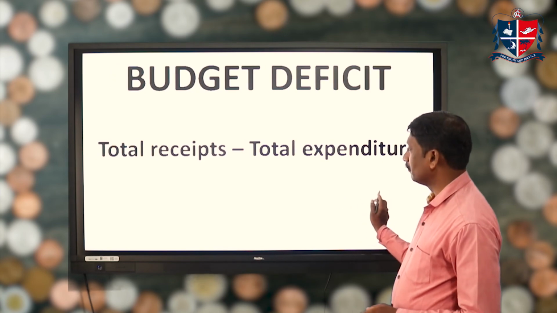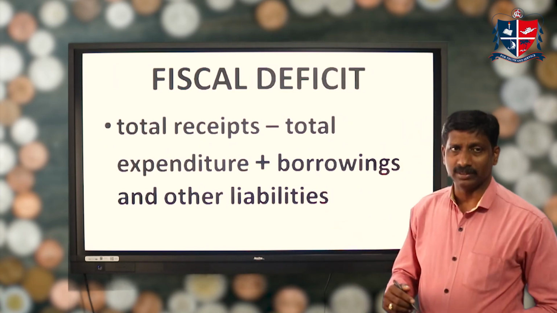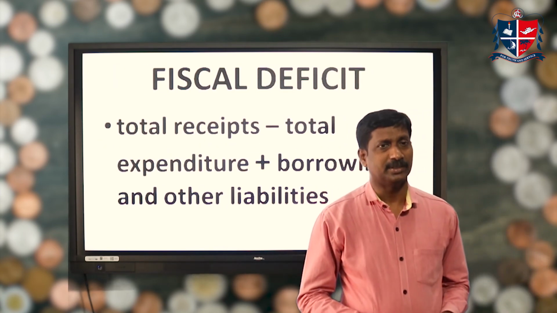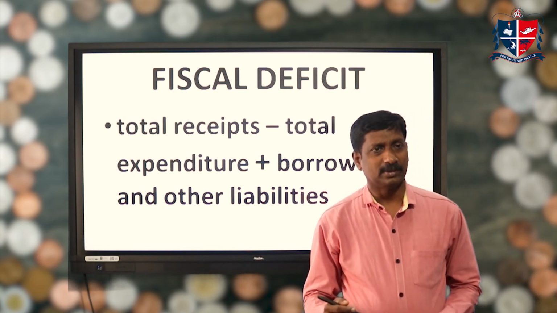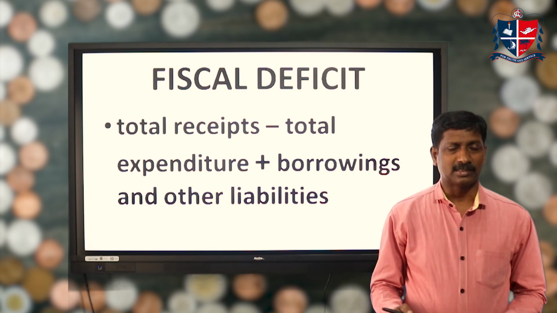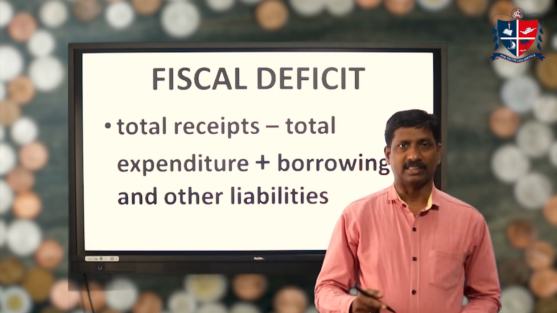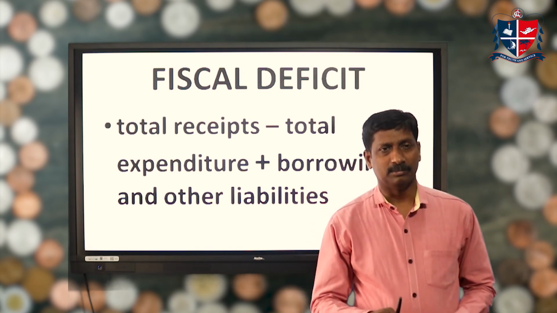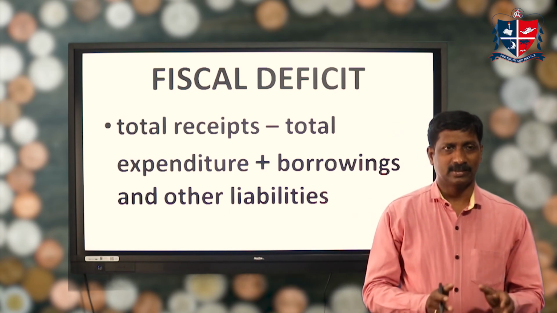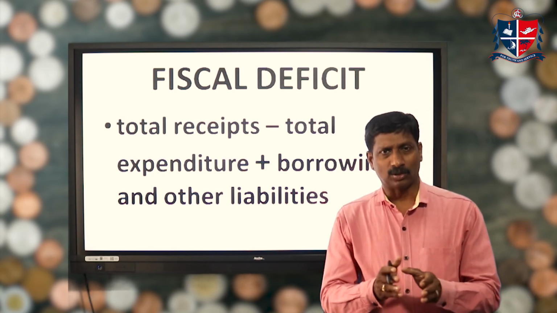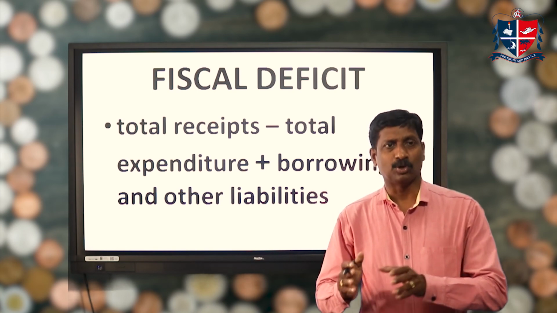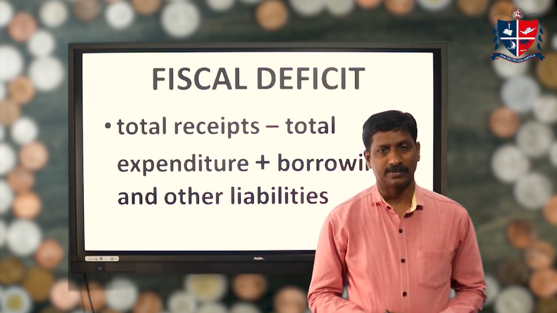Then one more term we have to connect with the deficit of the budget, that is fiscal deficit. When the borrowings and other liabilities are added to budget deficit, we get the term fiscal deficit. It means fiscal deficit is total receipts minus total expenditure plus borrowings and other liabilities.